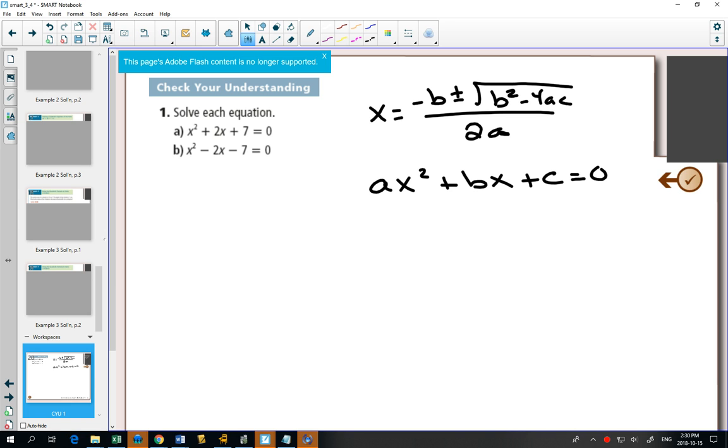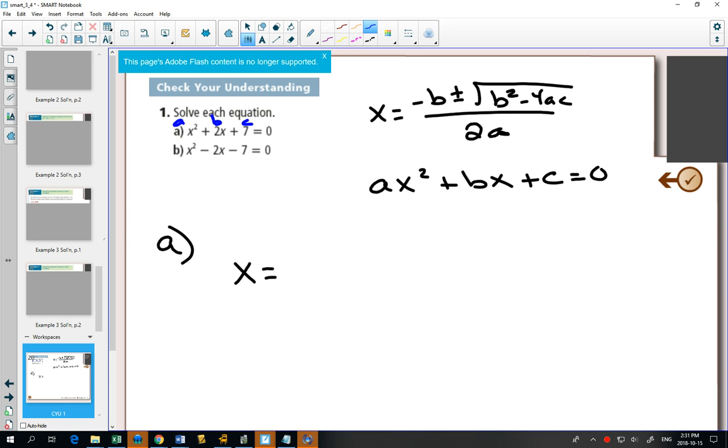So in part A, if we wanted to solve for x using the formula, we have to realize that a, b, and c are right there. Whatever number is in front of the x squared is your a. In this case, there's no number written, so a would be equal to 1. Whatever number is in front of x is your b. So in this case, b would be 2. And whatever number is all by itself is your c value. In this case, c would be 7.